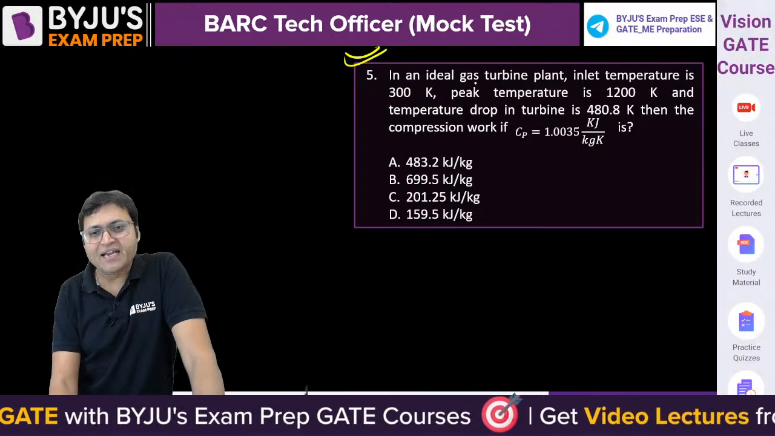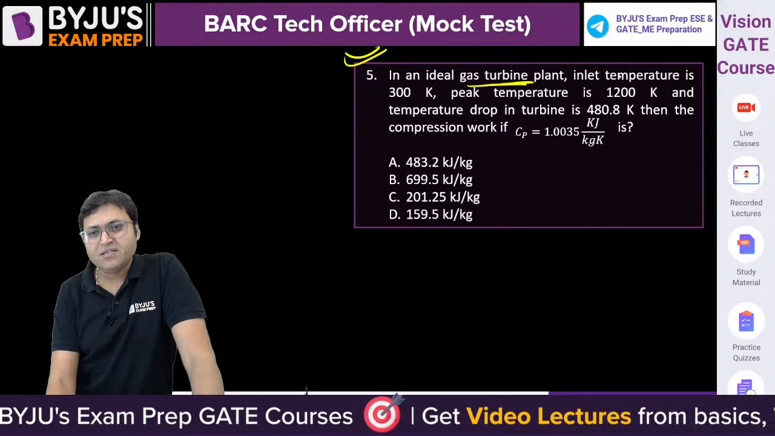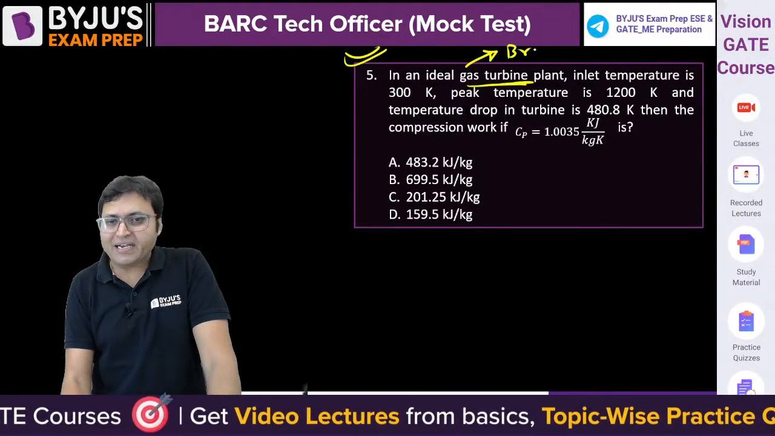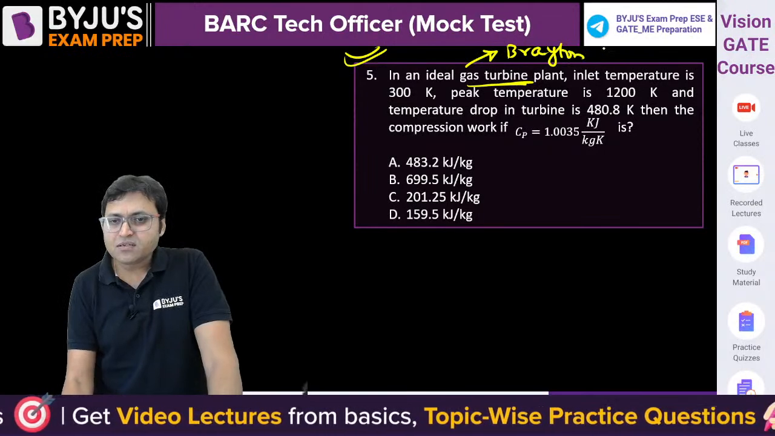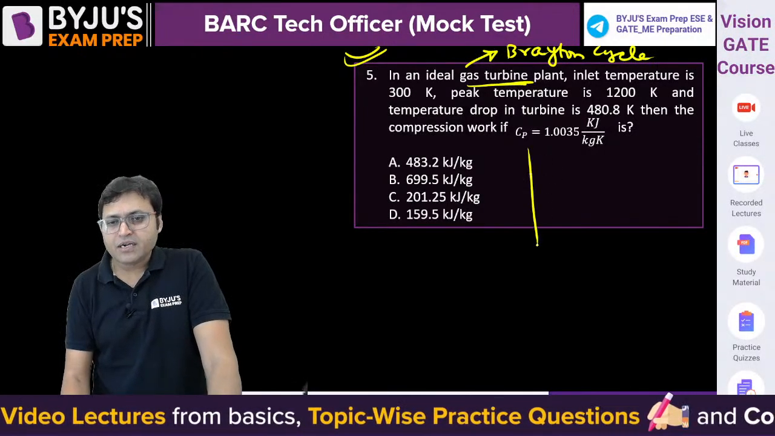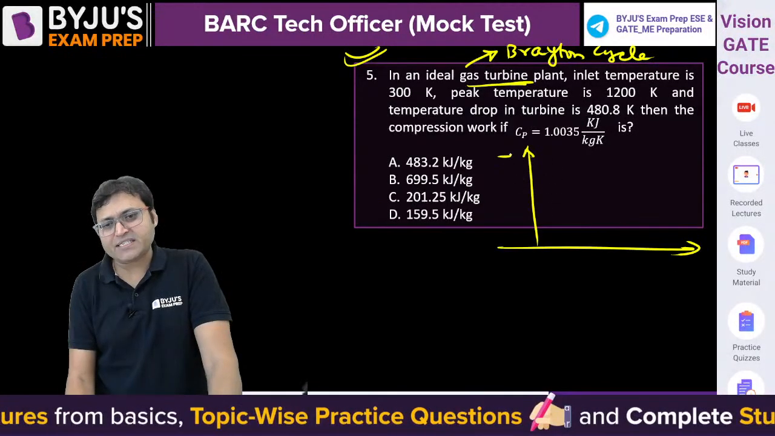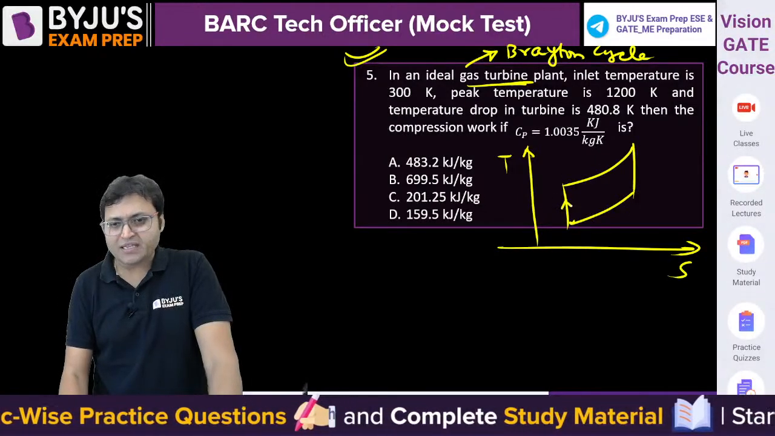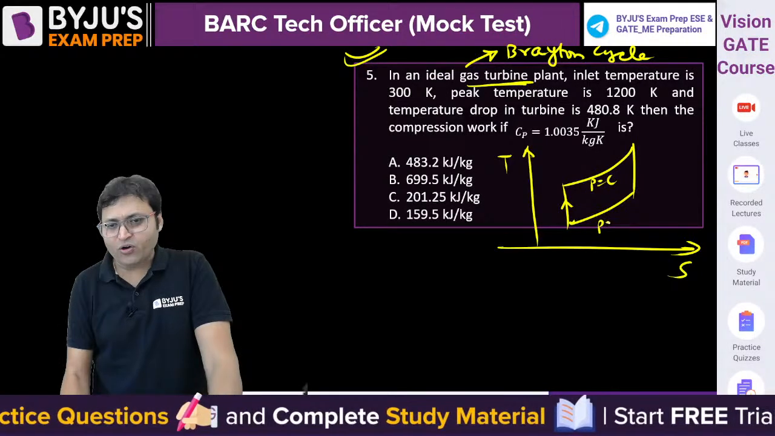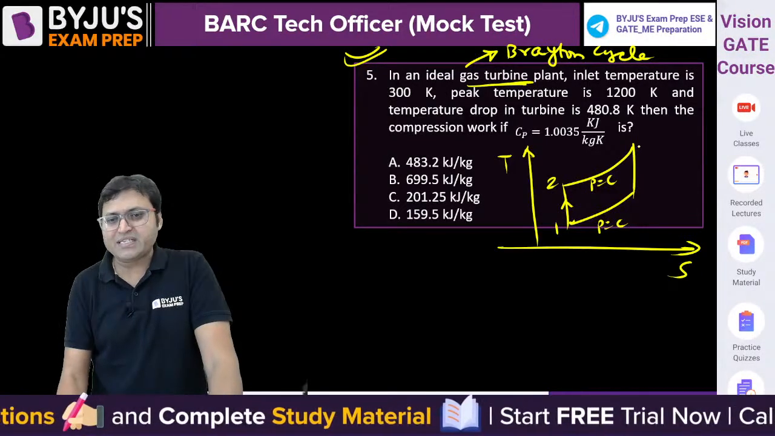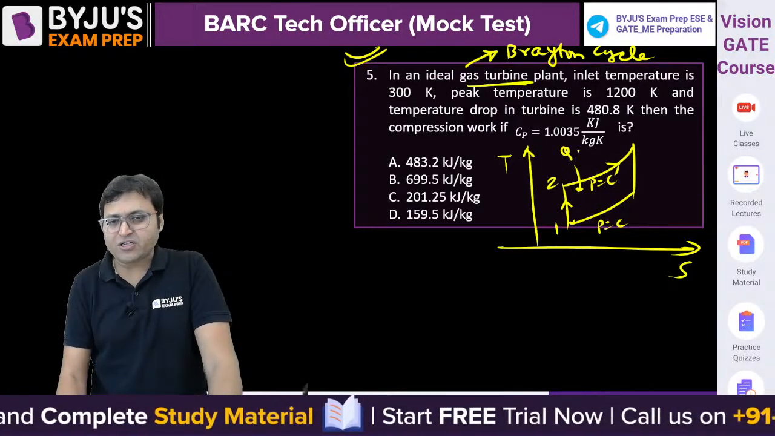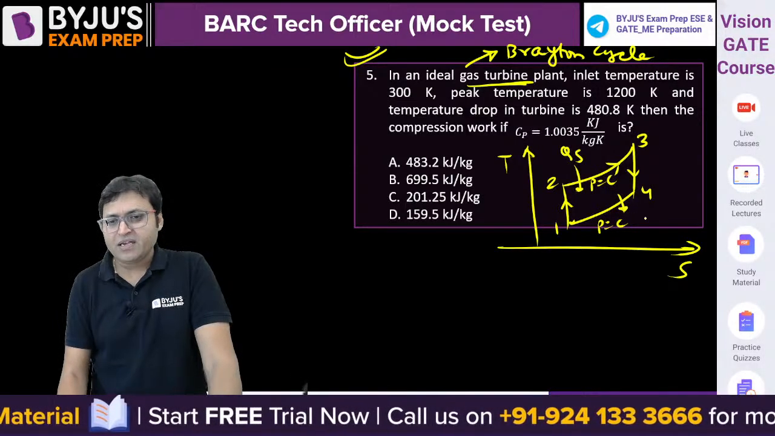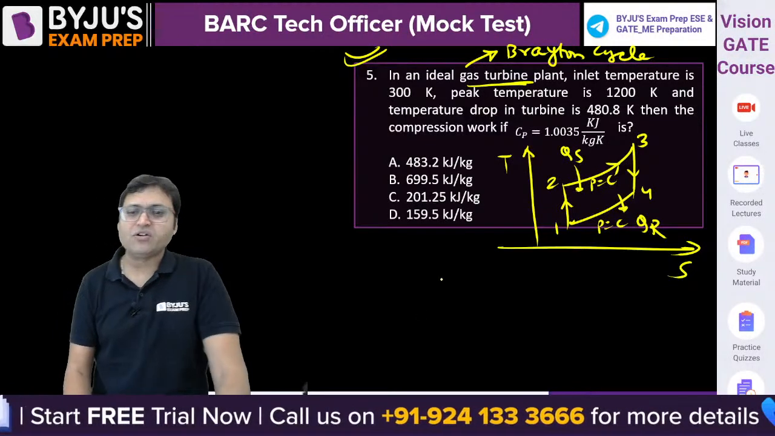In an ideal gas turbine plant, the plant works on the Brayton cycle. If we draw the TS curve, it will look similar to the Otto cycle. The only difference is that these are constant pressure processes. 1 to 2 is isentropic. Heat addition is constant pressure. 3 to 4 is again isentropic, and heat rejection is a constant pressure process.